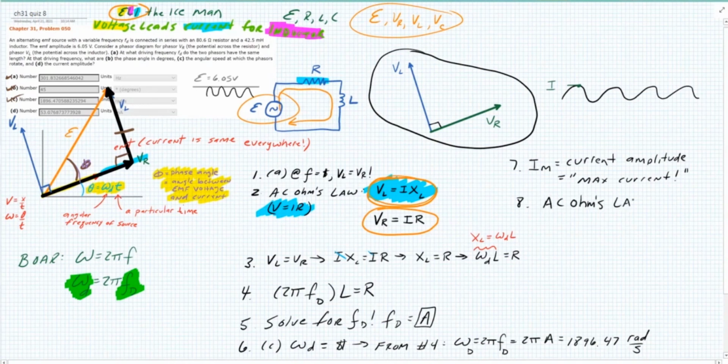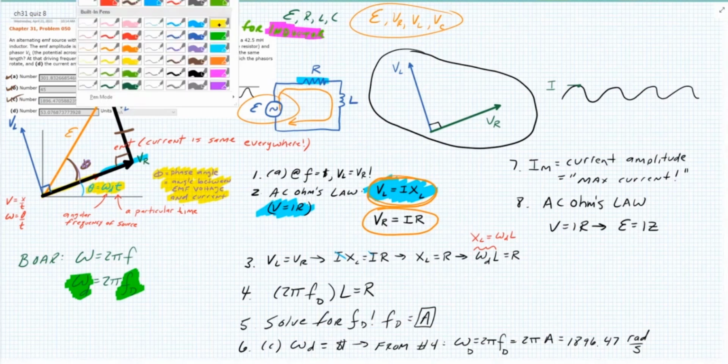AC Ohm's law says the following. It doesn't say V equals IR. V equals IR becomes, for just the current amplitude, I don't say V, I say E for EMF. I still say I, and I don't say R, I say Z. So this is AC Ohm's law right here.